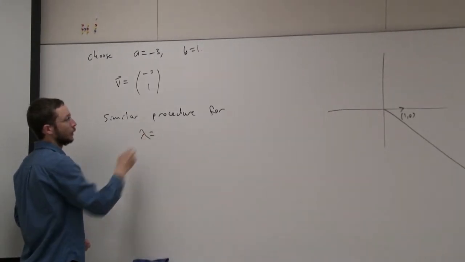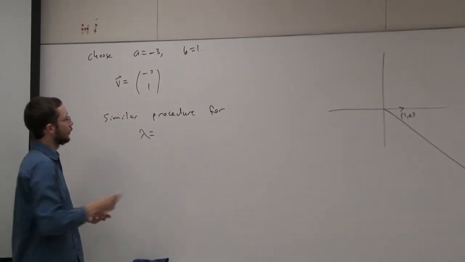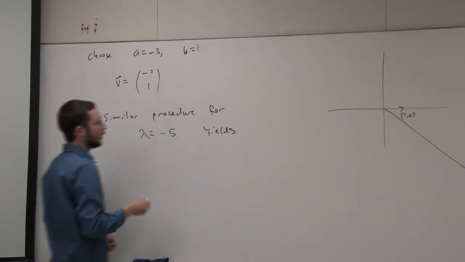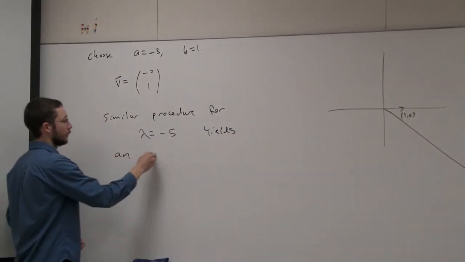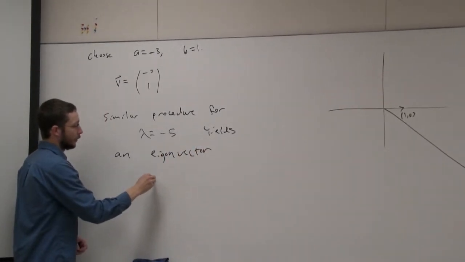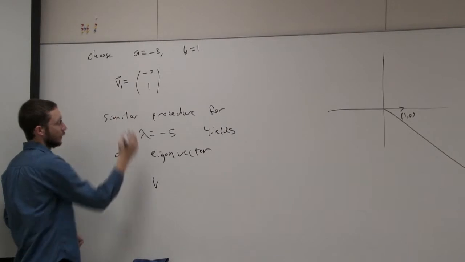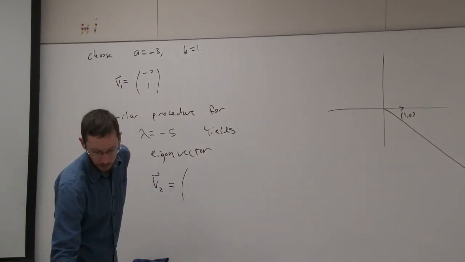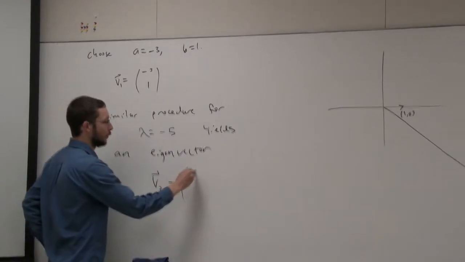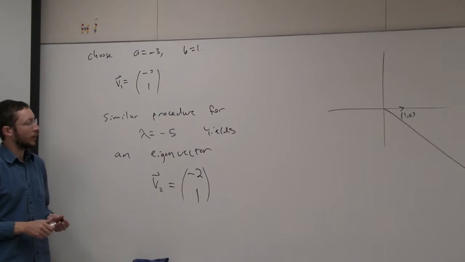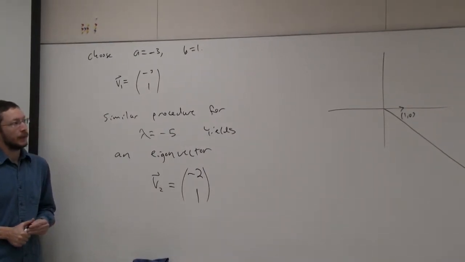For lambda equal to negative 5 yields an eigenvector, I guess we'll call this V1, call this V2, of negative 2, 1. And so we've got ourselves an eigenbasis for this vector space, right?